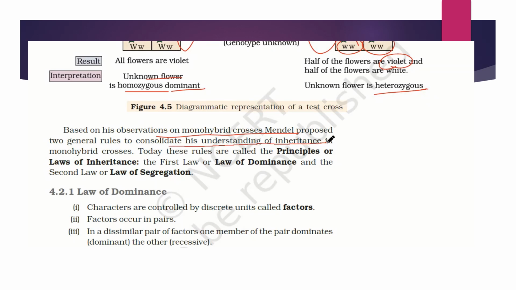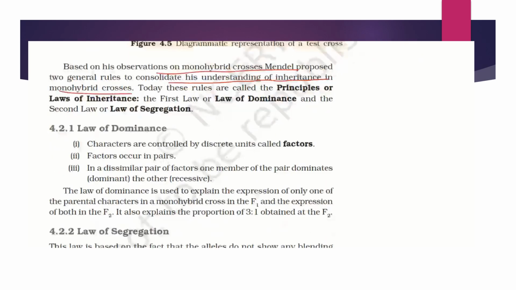Based on his observation on monohybrid cross, Mendel proposed two general rules to consolidate his understanding of inheritance of monohybrid cross. So what were those laws? These are very important laws. They are the rules which are called the principles or laws of inheritance, right? So the first is the law of dominance, and the second law is the law of segregation.